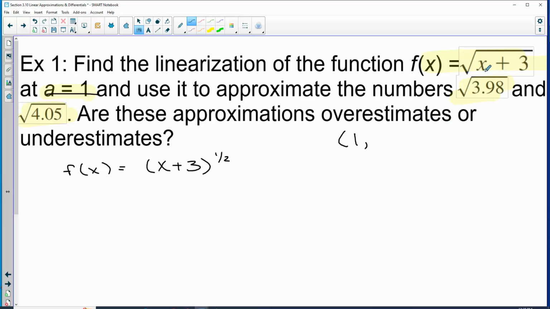So if we plug in a 1, we get the square root of 4, which is 2. So (1, 2) is the actual point on this function. We're going to get an approximation for the others. Okay. To write the equation of a line, we need a point and a slope. We have a point. What are we going to do to get the slope?